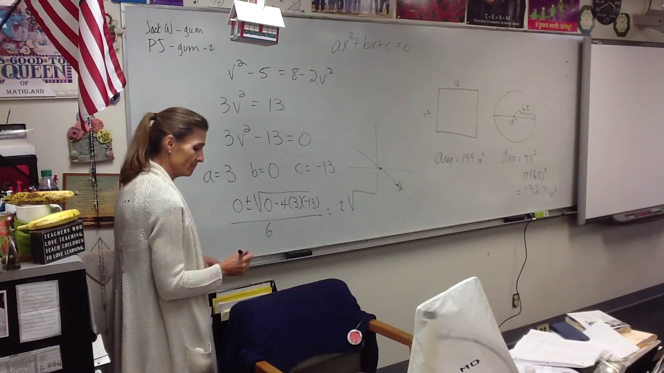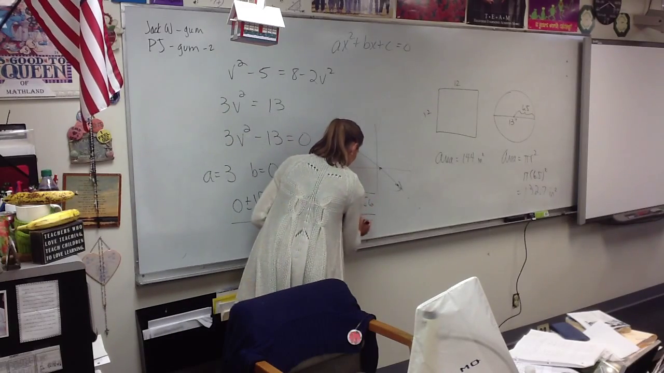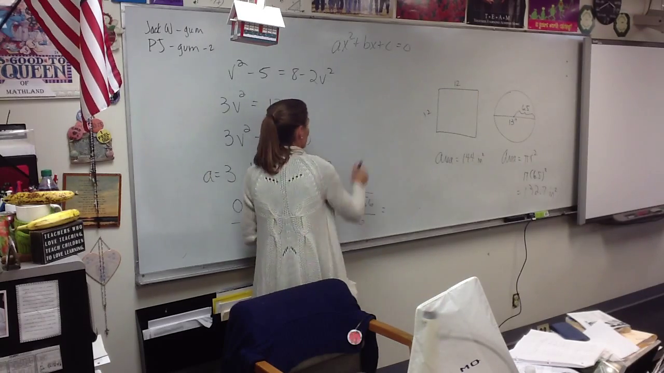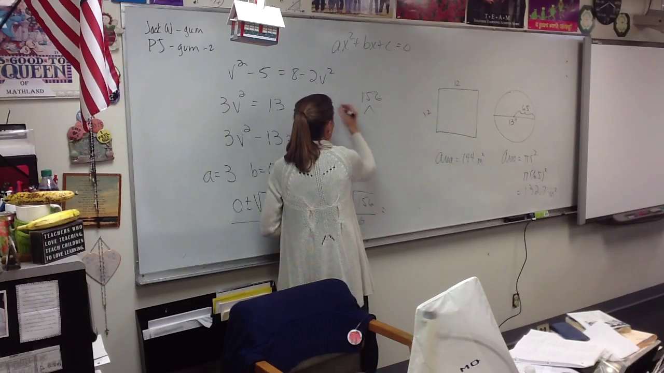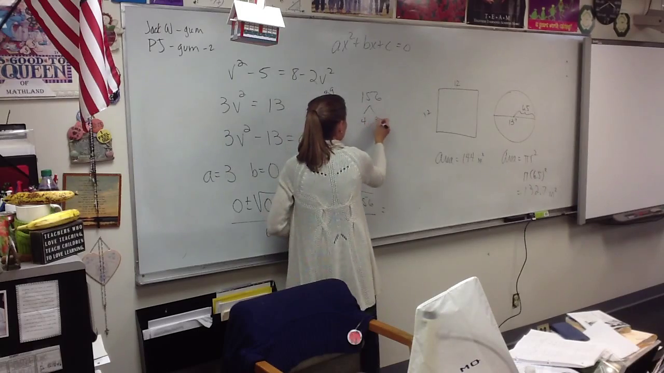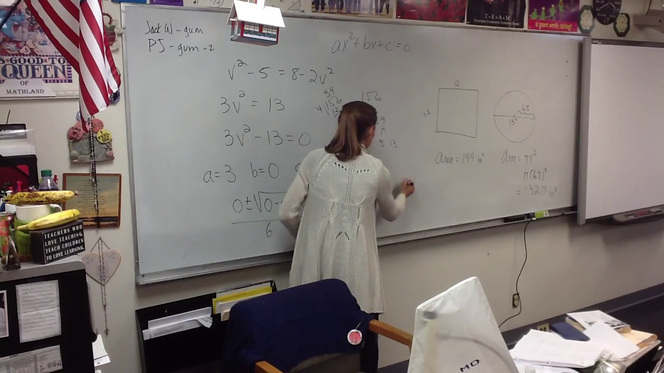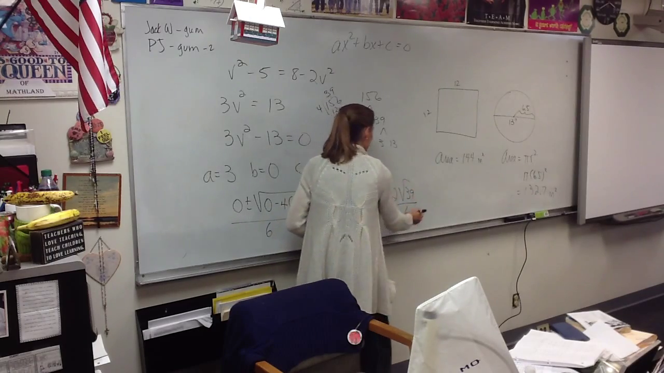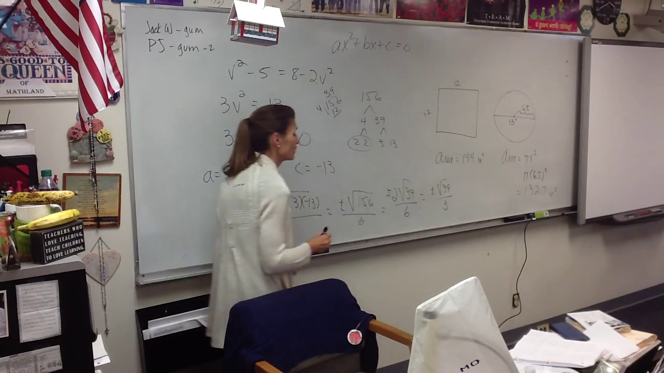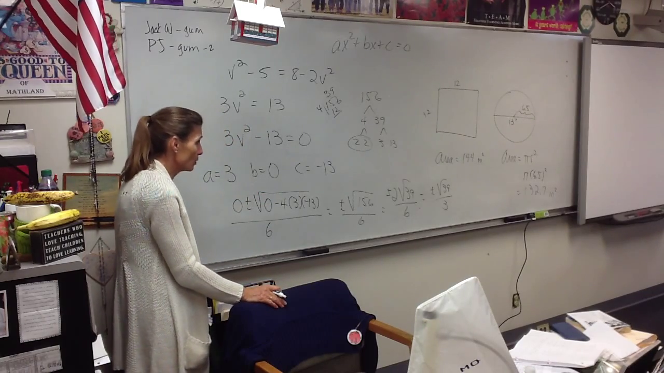Is that 156? I'm sure 156 breaks down. It's not a perfect square, but I'm sure it breaks down into something. 4 times 39, which is 3 times 13, and 2 times 2. So I have 2 root 39 over 6, which is root 39 over 3. A bunch of arithmetic there, Franny, but once you got your quadratic figured out, you're on your way to the answer.